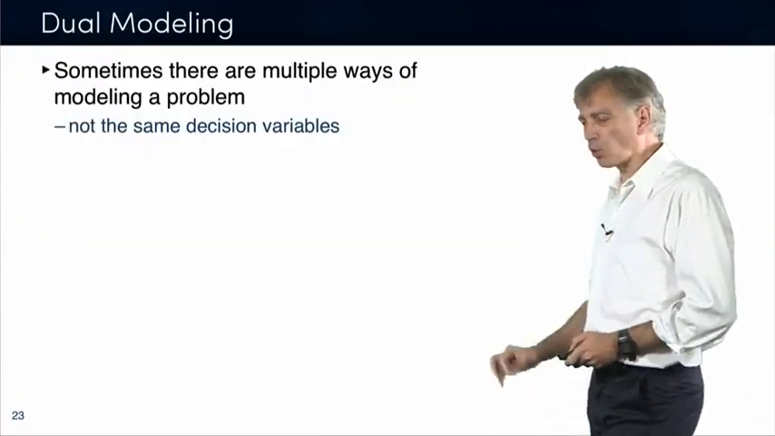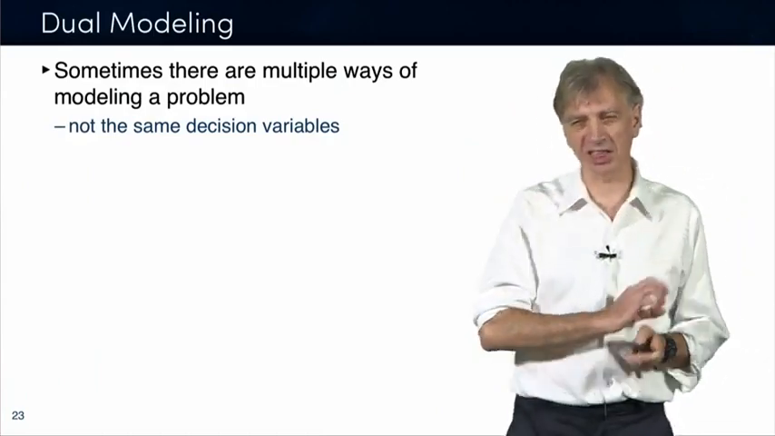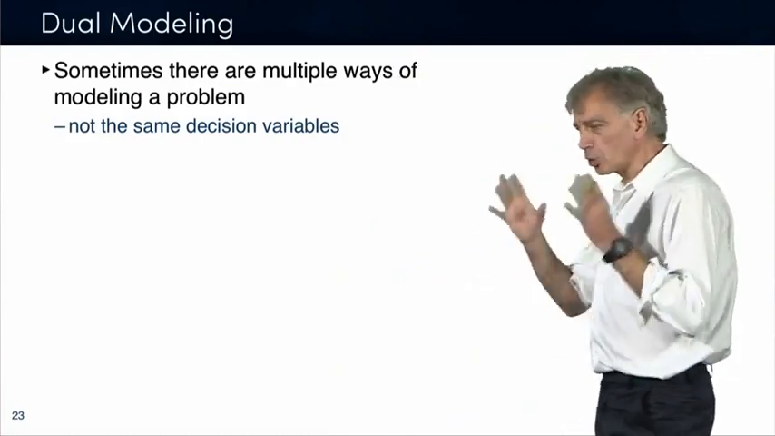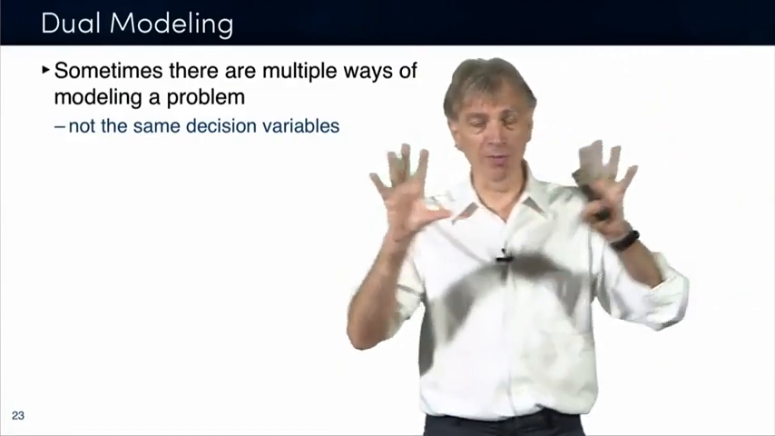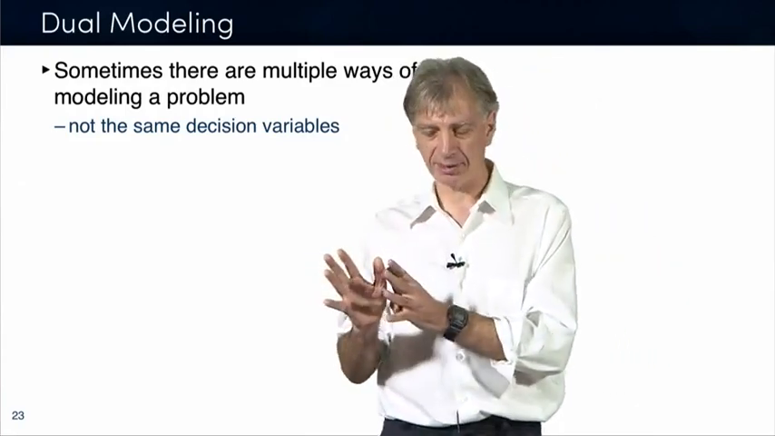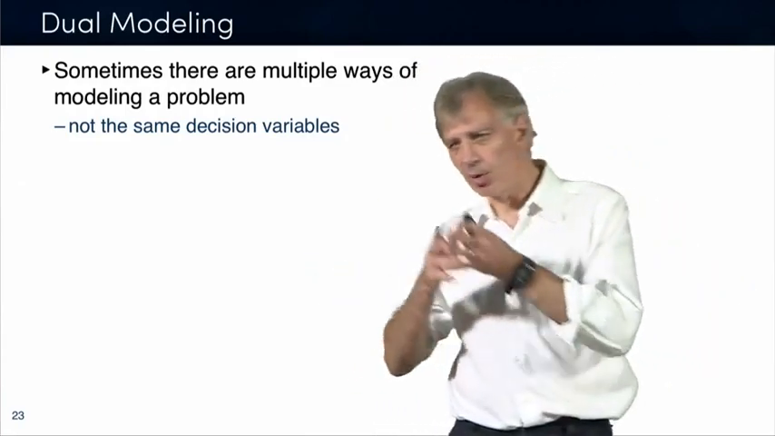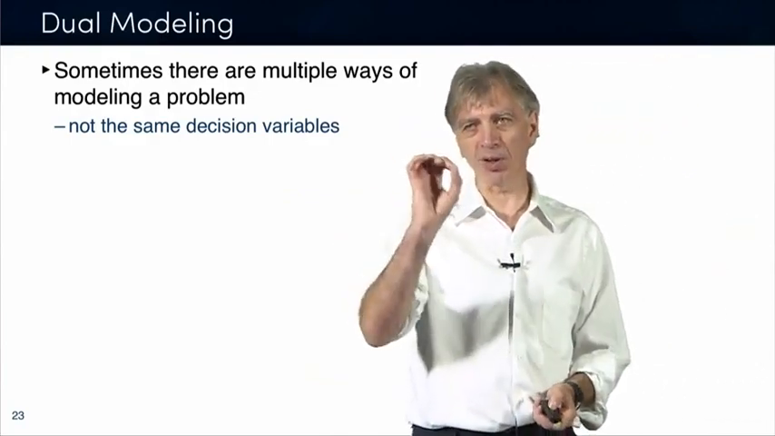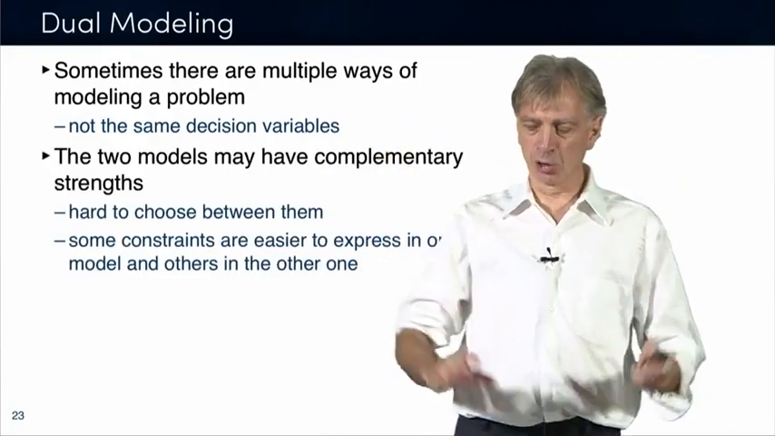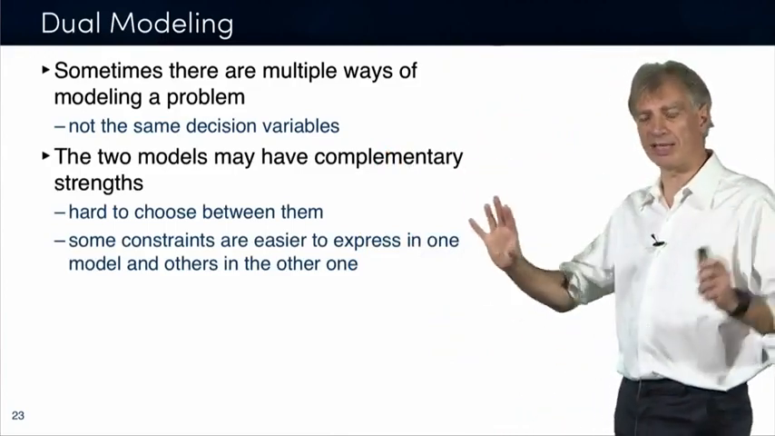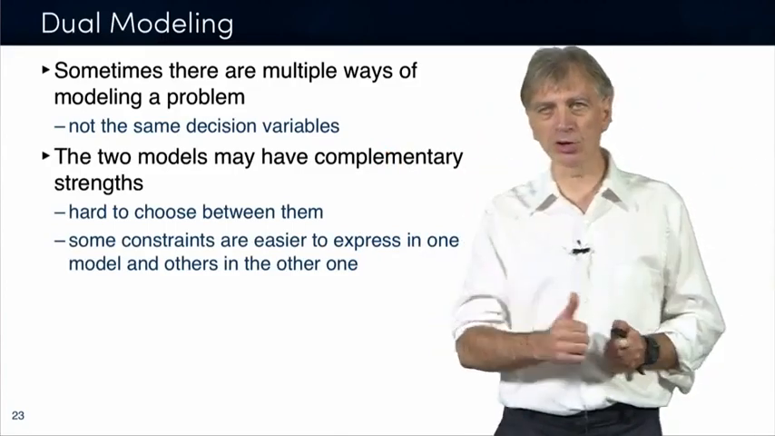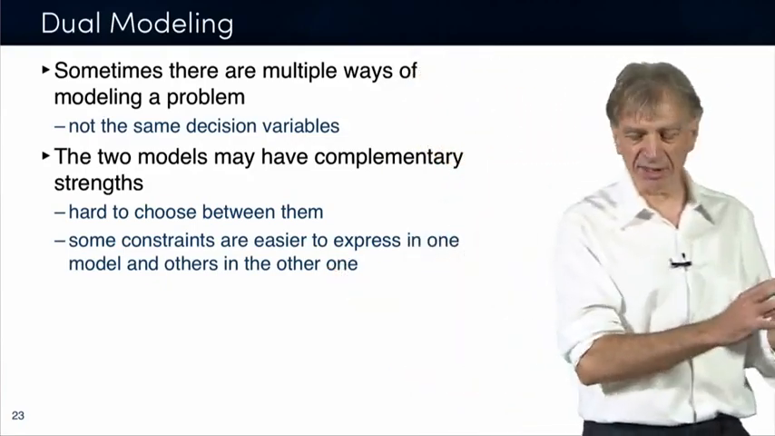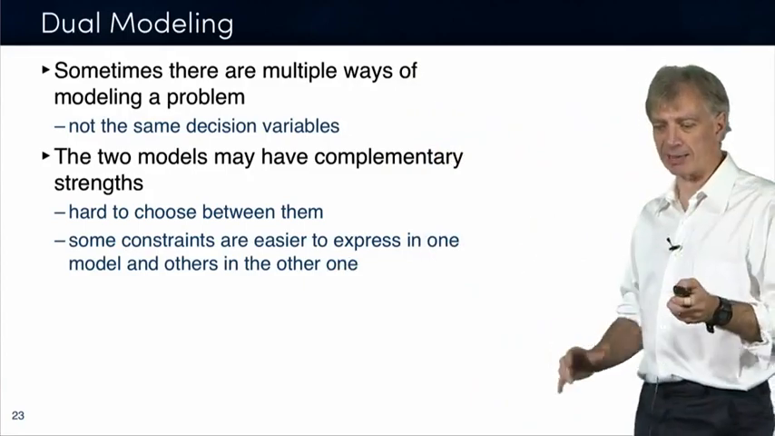Okay, let me talk about one last thing, which is dual modeling, which is essentially pushing this idea to the extreme. Sometimes you look at a particular problem and you have different ways of modeling it and you don't know which one is the best. You don't have the same decision variables, you don't express the constraints in the same way. So what do you do? Well, in constraint programming, one of the nice things you can do is just not bother. You essentially put the two models inside the system. It's too hard to choose between them. Some constraints are naturally expressed in one and not in the other one. Just put the two models and connect them in some fashion.